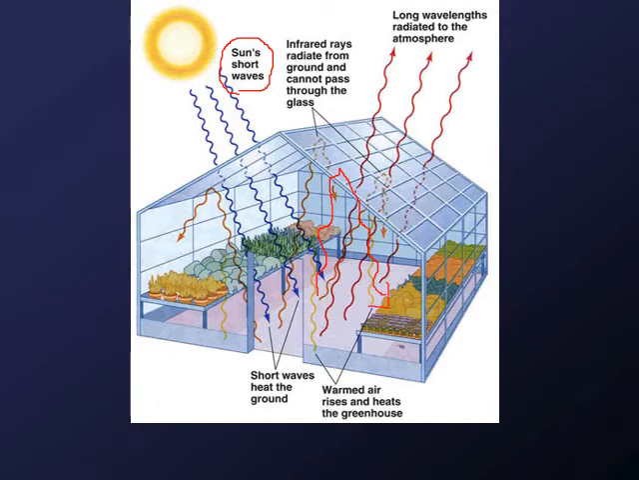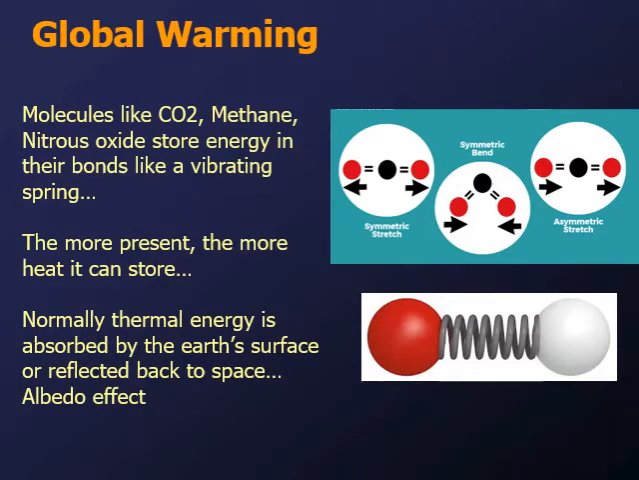Really long wavelengths will escape. But that's how a greenhouse gets hot very quickly, with the albedo effect trapping wavelengths inside.